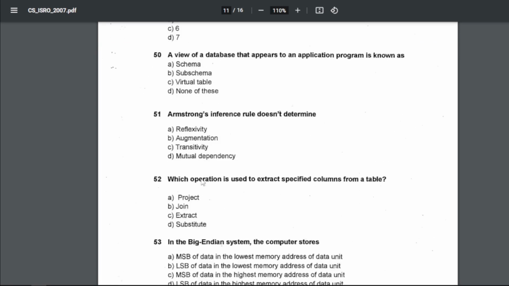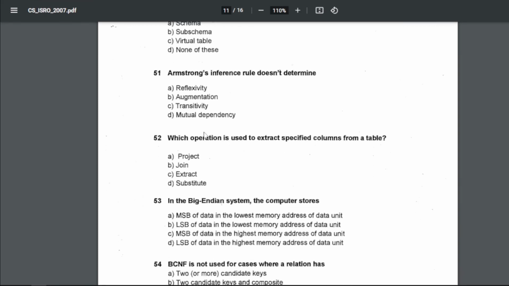Next is question number 51. Armstrong's interface rule doesn't determine what? So yeah, the answer is mutual dependency. Armstrong's interface rule doesn't determine mutual dependency. Option D will be the answer.